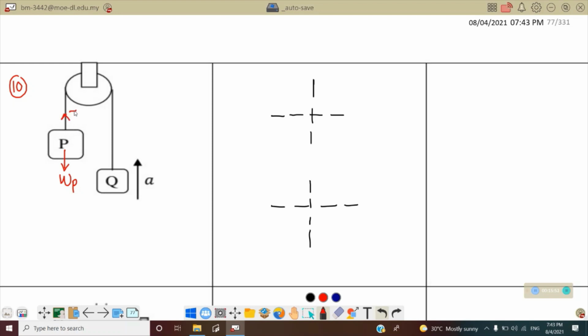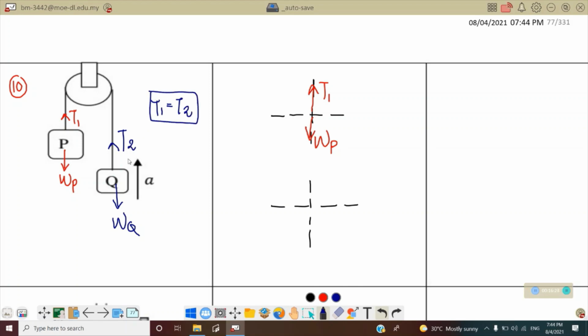Okay, so we have tension. Let's say I label it T1. Okay, so I transfer it. We have weight for object P, and we have tension, let's say T1. For Q, we only have weight for Q, and also we have tension T2. No friction, no normal, and also we don't have F external. Okay, and remember our T1 is equal to T2 because they are from the same string.